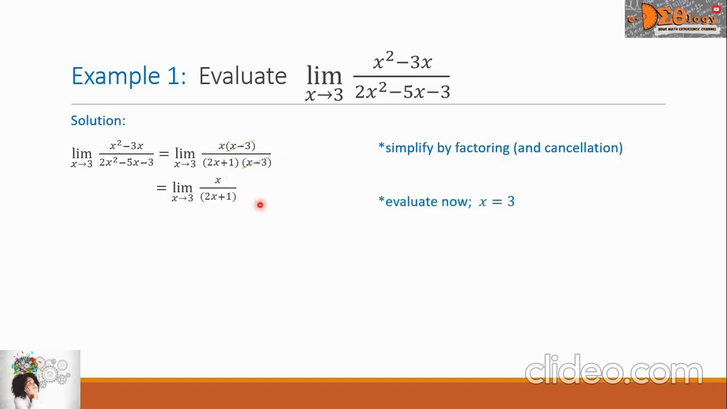At this point, we can now evaluate by substituting the value 3 for x. So we have 3 all over 2 times 3 plus 1. The 2 times 3, we know that this is 6. 6 plus 1 is 7. And we have our final answer as 3 over 7.